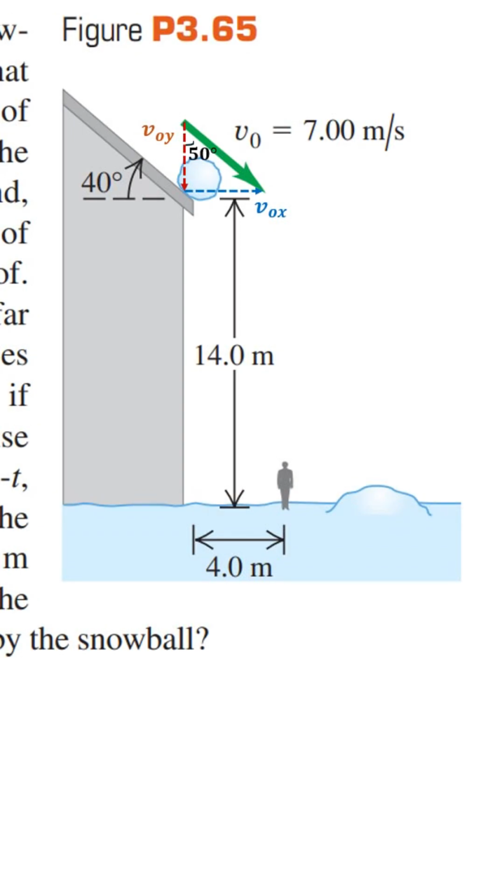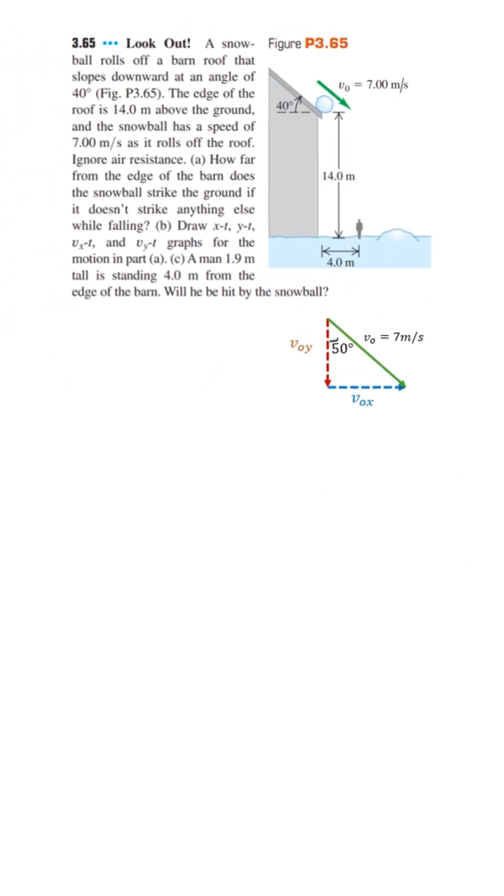Let's extract this diagram. From here we can already find the vertical velocity v sub oy, which is adjacent to the angle 50 degrees, with a hypotenuse v sub o: a cosine. Then v sub ox, which is opposite to the angle 50 degrees, with a hypotenuse v sub o: a sine. Then we derive the equations for each component. Then we substitute the value for the initial velocity.